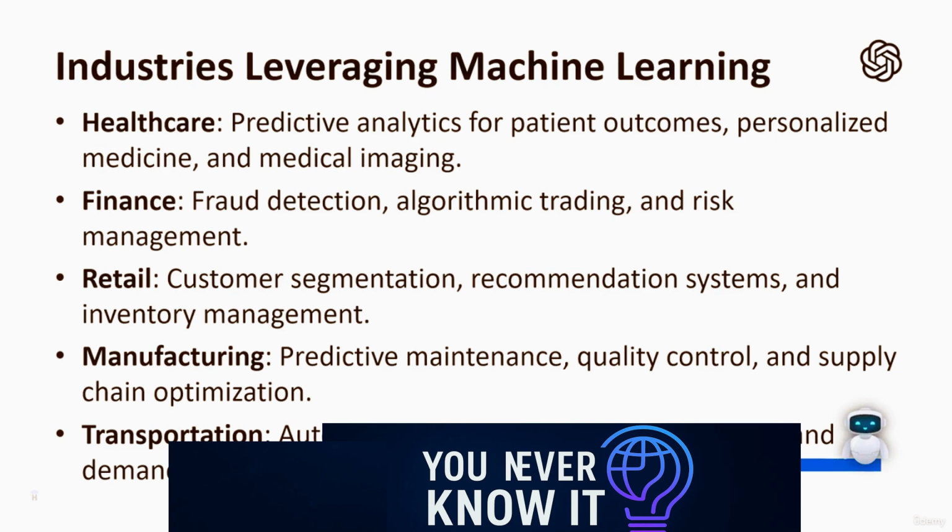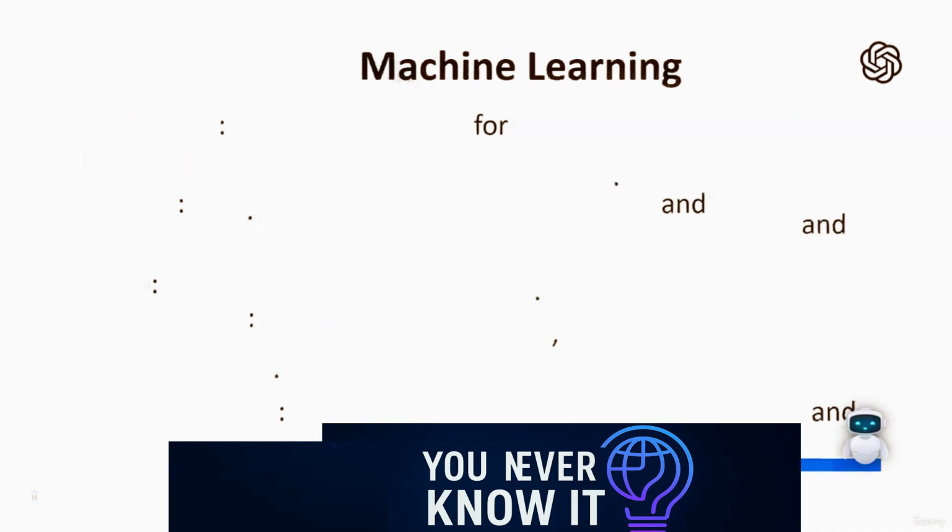Manufacturing: predictive maintenance, quality control, supply chain optimization, making and saving a lot of time in this process. Transportation: autonomous vehicles, route optimization, and demand forecasting. Yes, we can get how the weather is going to be on that particular route.